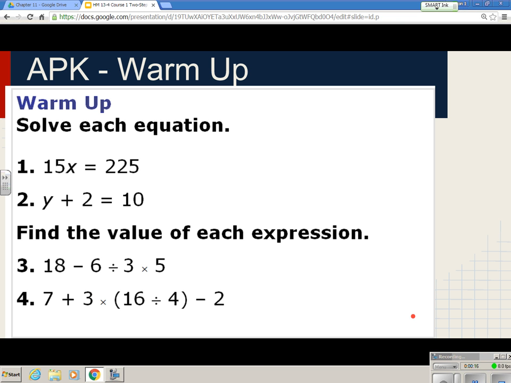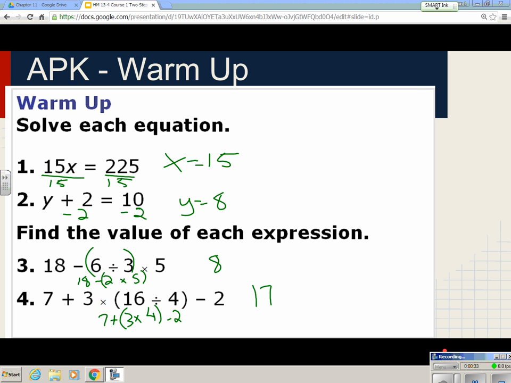Here's your warm-up. I want you to do one-step equations for number 1 and 2. And 3 and 4 are obviously order of operations. See if you can answer them correctly. Come back together. We'll see if you got them right.